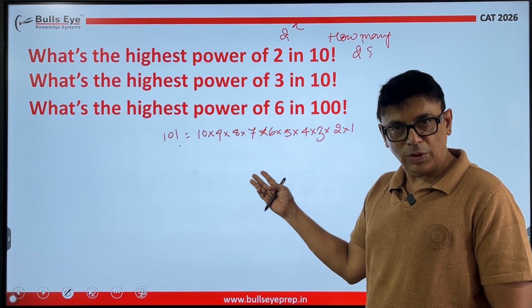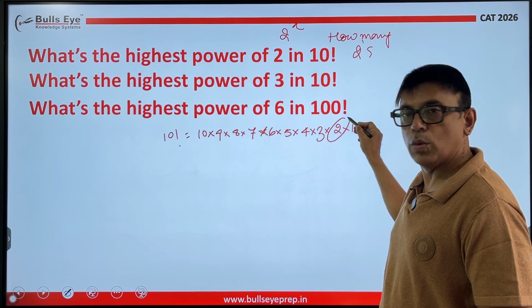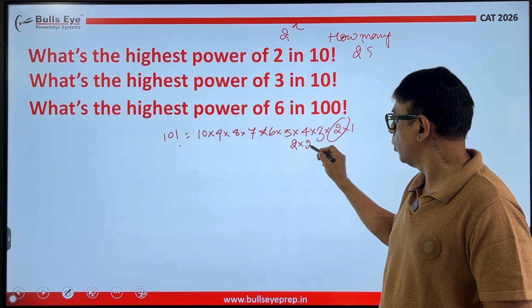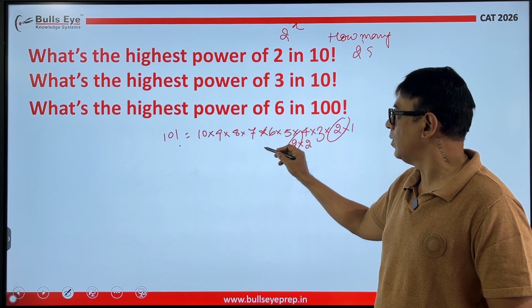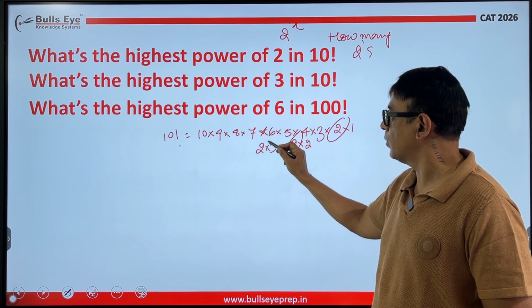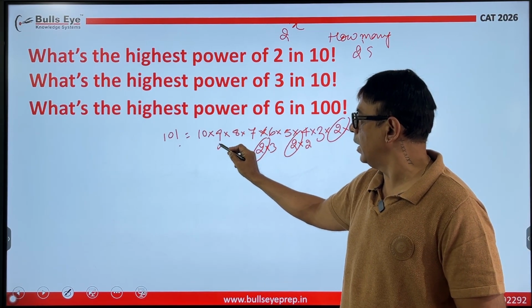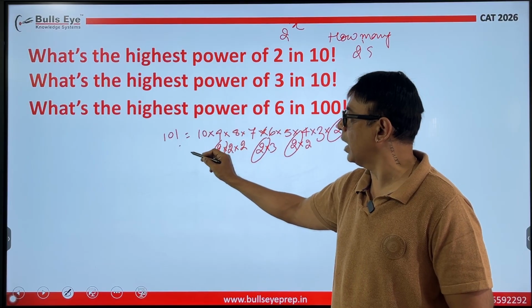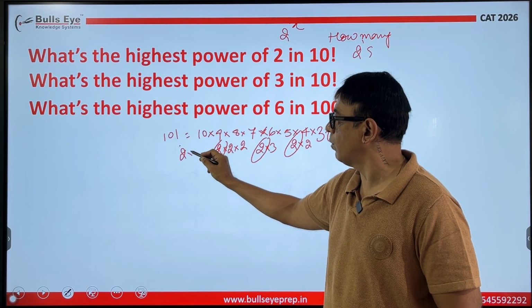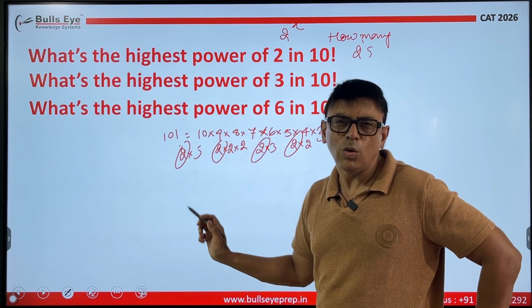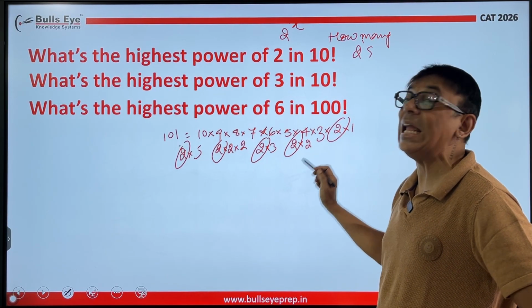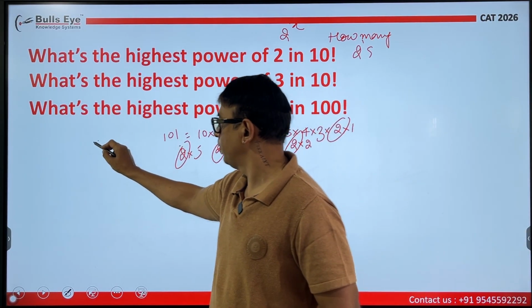If you try to actually locate this, this is one 2. 4 actually is made up of 2 into 2. So this is another 2. 6 is 2 into 3. So this is one 2. 8 is 2 into 2 into 2. So we found out one 2. 10 is 2 into 5. Altogether, if you see 1, 2, 3, 4, 5, 6, 7, 8, 2's are there.